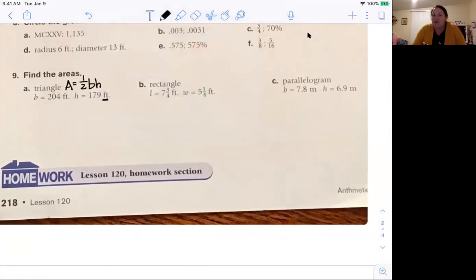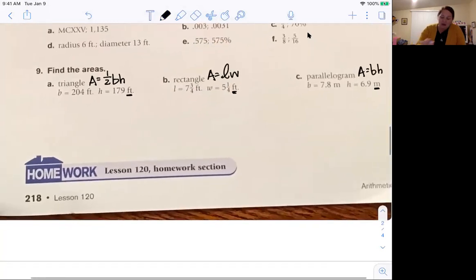How about for the area of a rectangle? Area equals length times width. And my answer is also going to be in square feet here. And how about the area of a parallelogram? Area equals base times height. And in this case, it's going to be square meters as our answer.